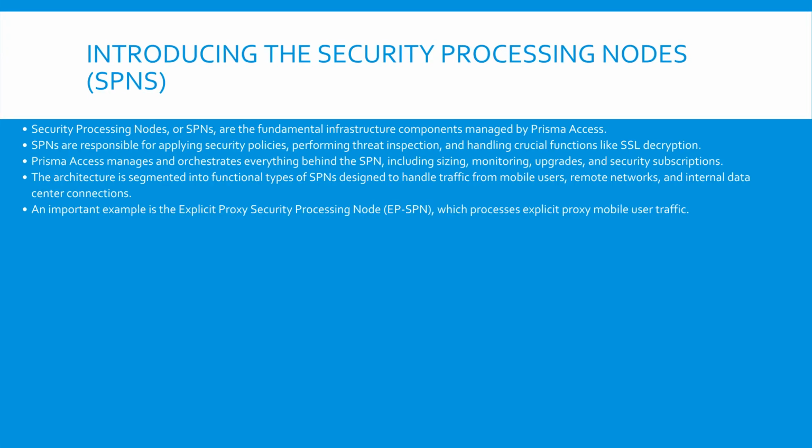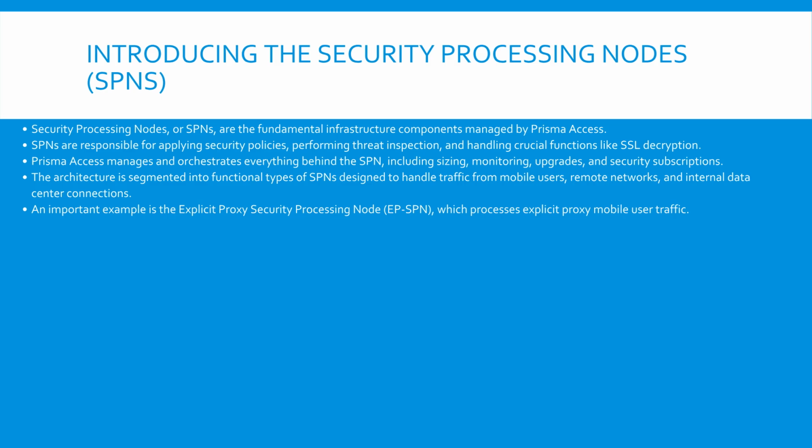At the heart of the Prisma Access architecture are the Security Processing Nodes, or SPNs. These nodes are essentially the cloud firewalls, where all the heavy lifting of security happens. The SPNs are the specific components within the Prisma Access infrastructure that execute the security policies you define, including performing demanding tasks like SSL decryption and advanced threat prevention.